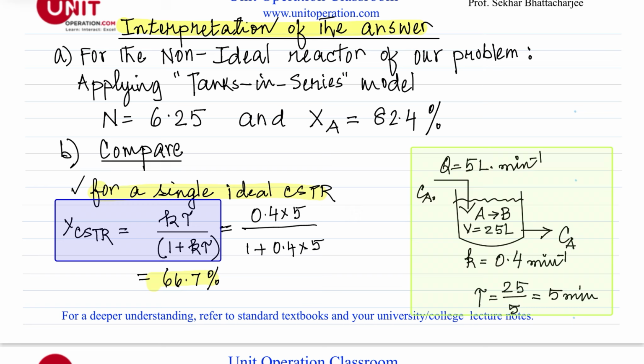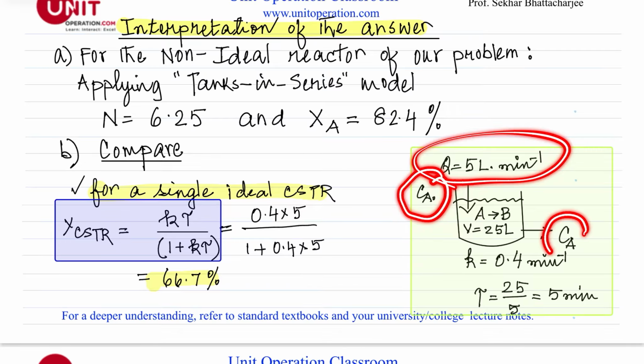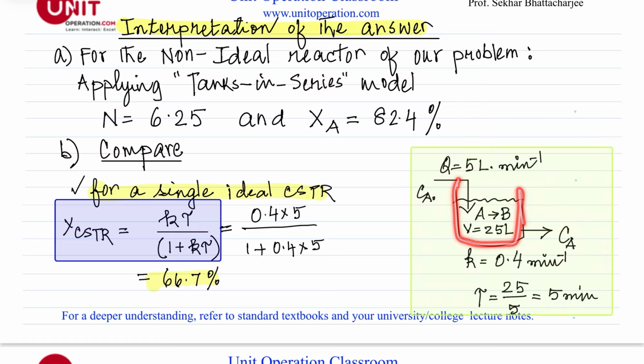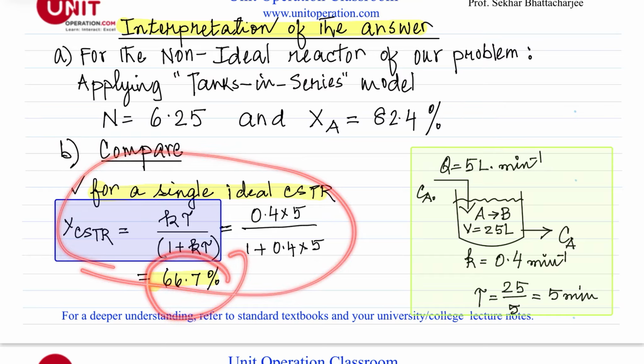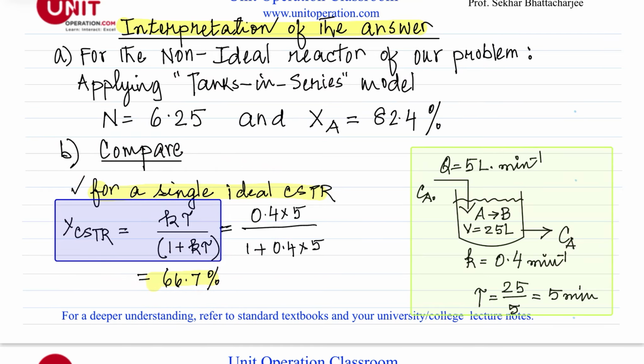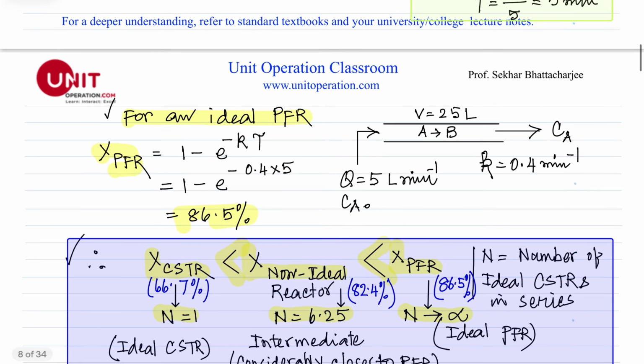Now let us compare this. Had we used the same CA0 and the same flow rate coming in and coming out from a single CSTR, a back-mixed reactor, then by a very standard equation the conversion is just 66.7%. Had it been a plug flow reactor, assuming the same flow rate and therefore the same residence time, the conversion would be 86.5%. We all know that the conversion in a plug flow reactor for the same parameters is higher than in a back-mix reactor.